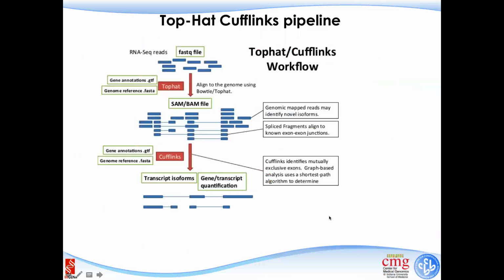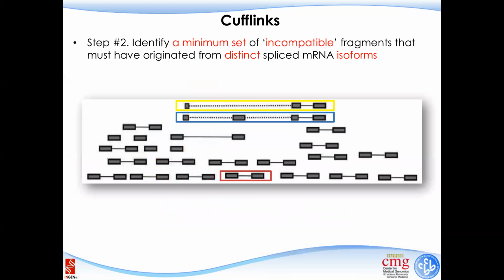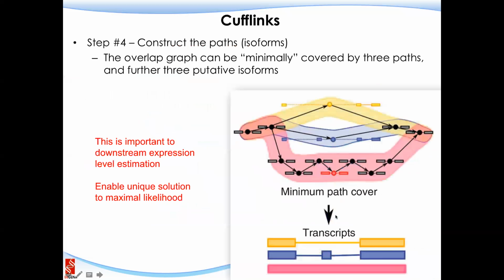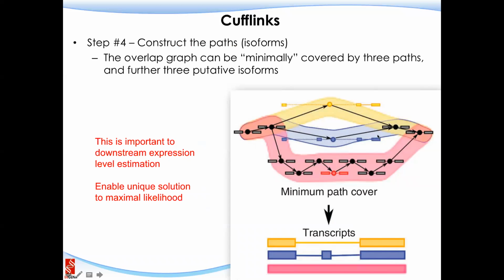So first, with the input, the alignment result, the first step is to get the incompatible fragments, and then build an overlap graph by using all the fragments, and the number of paths on the overlap graph equals the number of incompatible fragments. Then they construct the paths and do MLE with the path structure and all the reads to estimate the expression level of each of the paths, and each of the paths corresponds to one isoform.